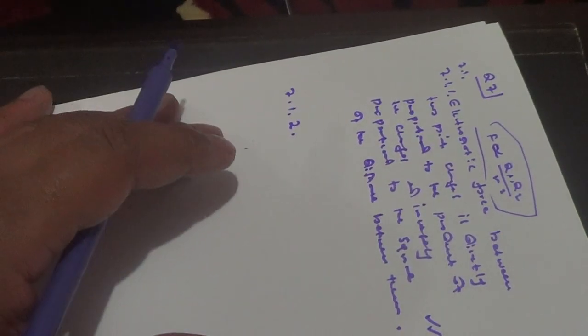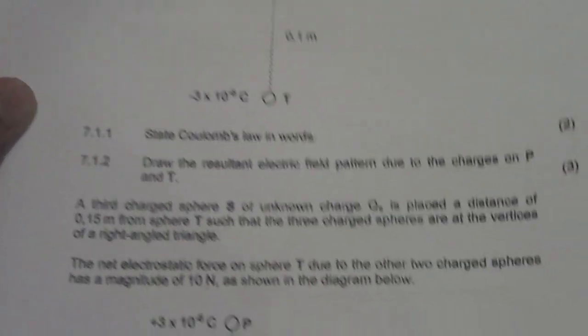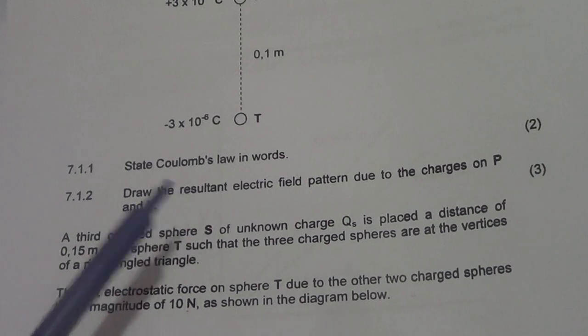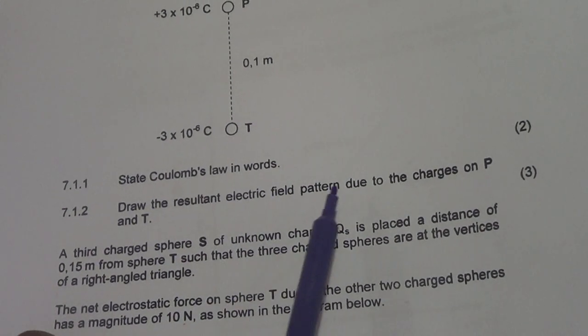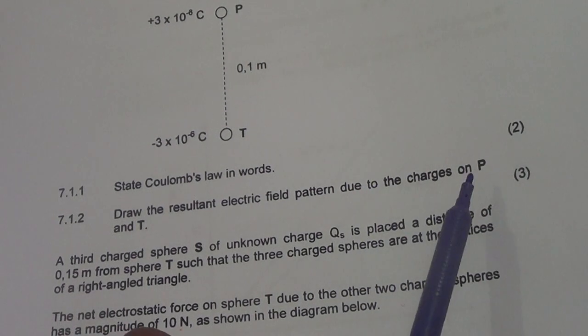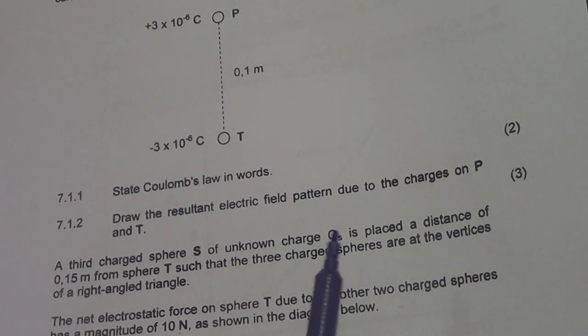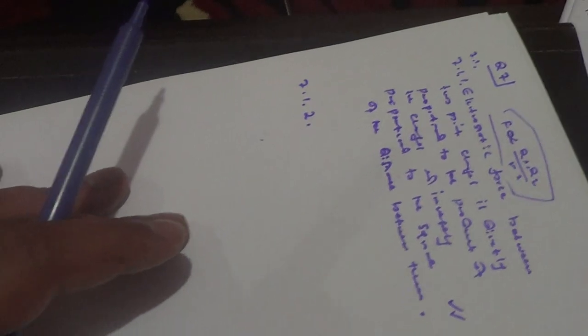7.1.2. Okay, let me try to calm down a bit because my writing is fading. Tiredness is killing me. It says draw the resultant electric field pattern due to the charges on P and T. Very nice question.